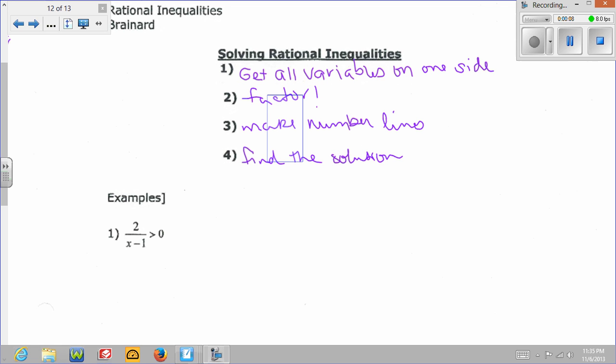Today we will be dealing with solving rational inequalities. And of course, we have 4 steps that you need to follow. First one is to get all the variables on one side of your inequality. The second thing to do is factor. Third thing to do is make number lines. And the fourth is to find the solutions.